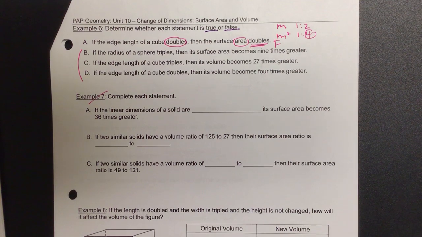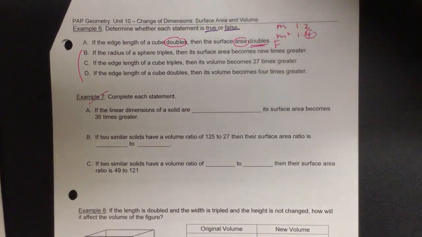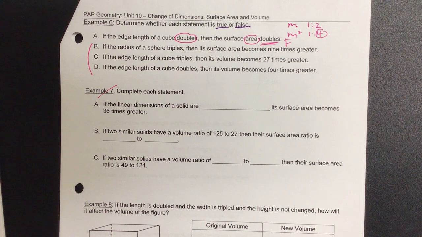Edge length meters squared. Volume equals. And it's 1 to 8. That is true. And when you're done, it goes here. Oh, that is true. Edge length of the cube doubles. That's 1 to 2. And volume. No, that's not true. 2 to 4 to 8. No, that's false.